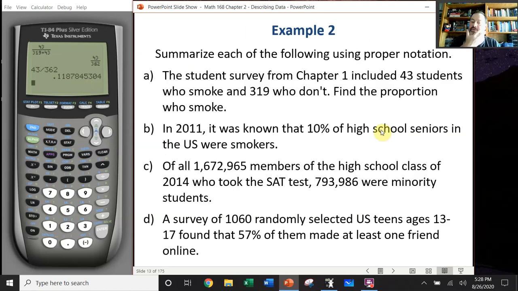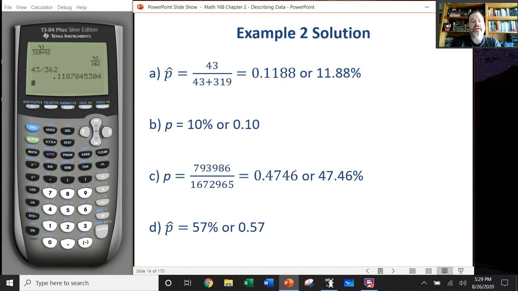All right, and last one. A survey of 1,060 randomly selected U.S. teens, ages 13 to 17, found that 57% of them made at least one friend online. So, sample or population? This is a sample. Therefore, the proportion we type in will be a p hat, and we're given the percentage, 57%. So all we do is just write p hat equals 57%, or divide by 100% and get 0.57.